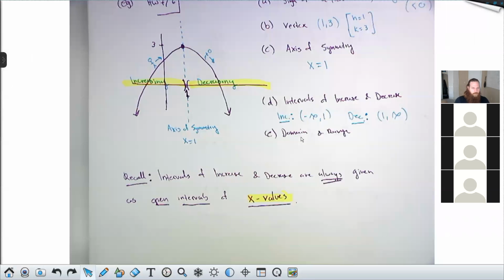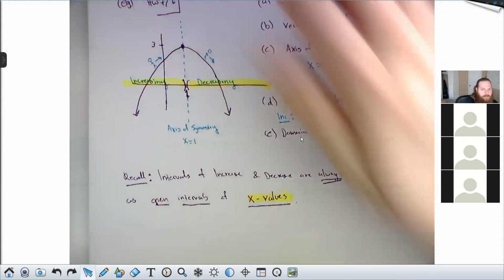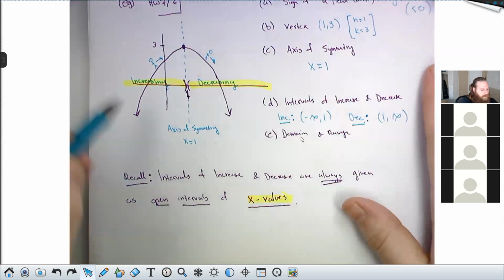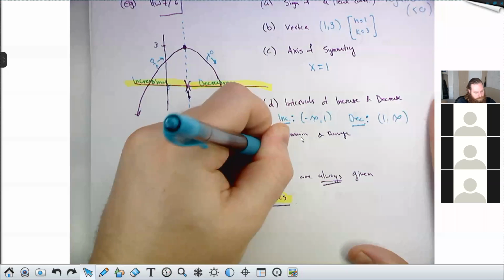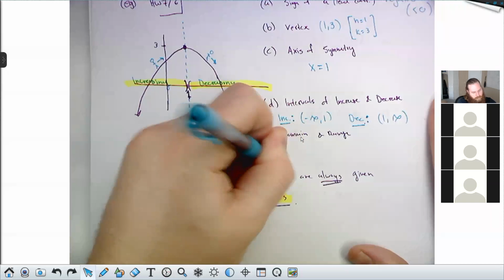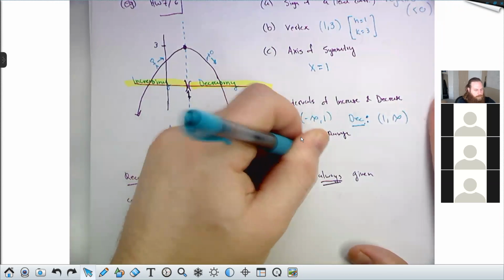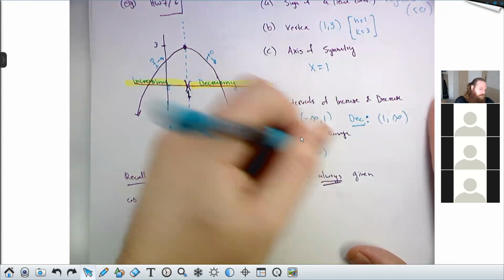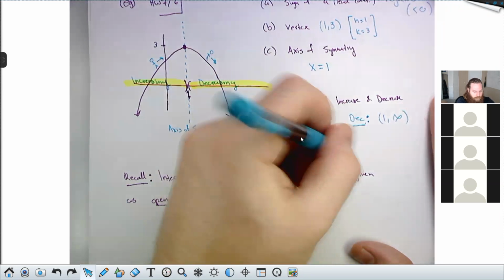The same is true for our graph. If you were to smush this graph down onto the x-axis, everybody would get hit. Our domain is all real numbers, or the open interval from negative infinity to infinity. And this is true for all quadratic functions, in fact for all polynomials.